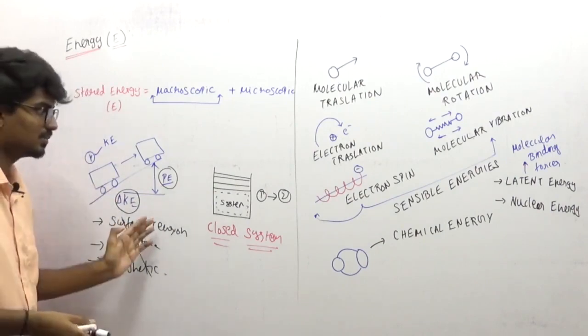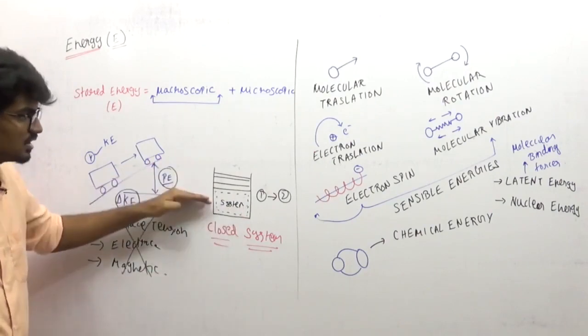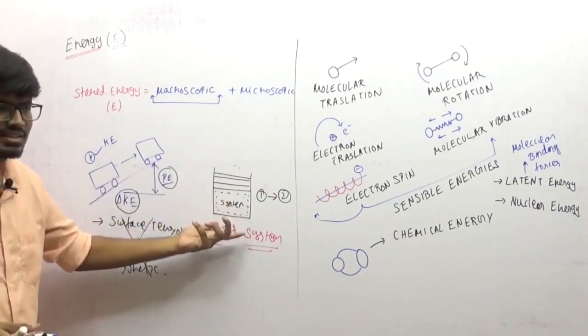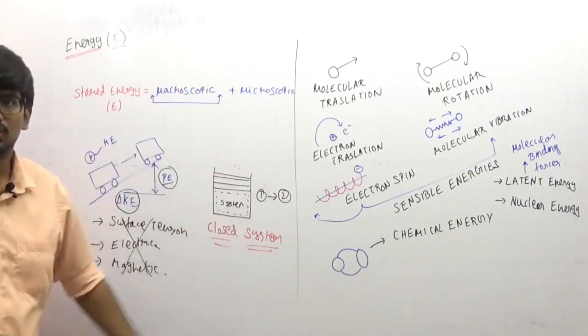But in a closed system, as you could see, the piston is moving up and the piston is moving down, but the changes in velocity or the changes in the position of the system are not at all going to vary.